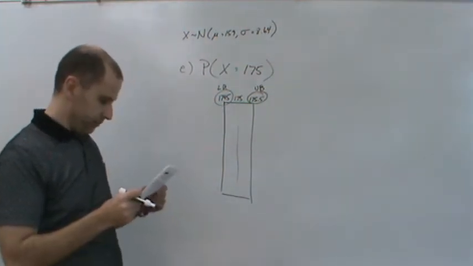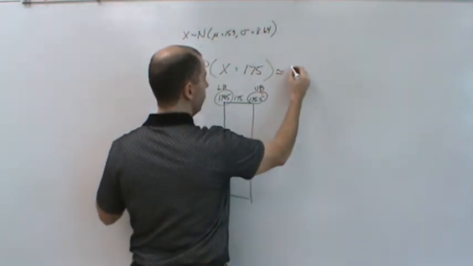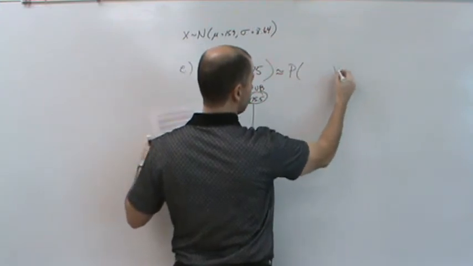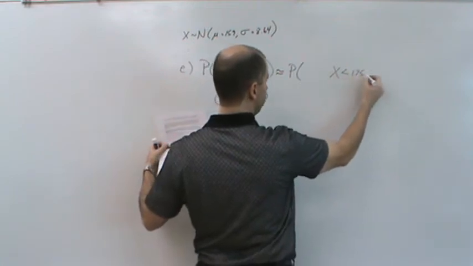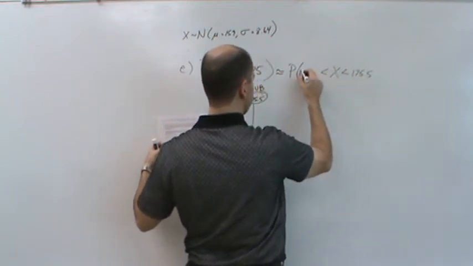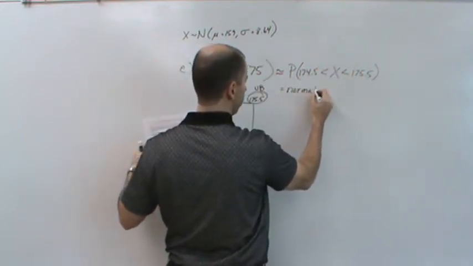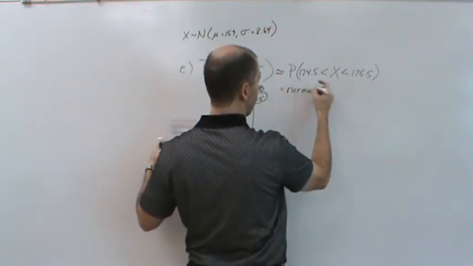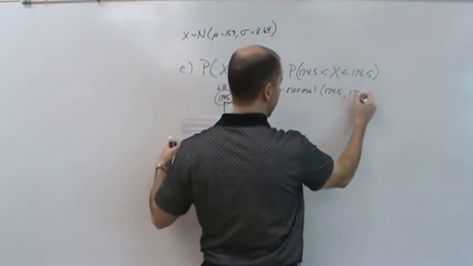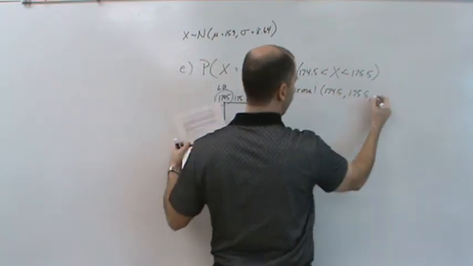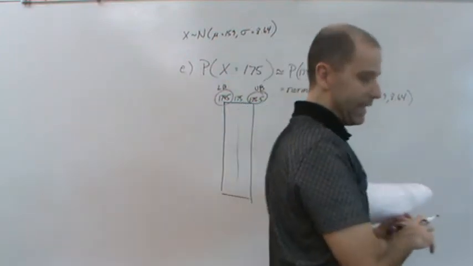So let's do that. So here we're going to say this is approximately equal to the probability that x is less than 175.5 and greater than 174.5. And so to use the normal approximation, it's just going to be the lower bound is 174.5, the upper bound is 175.5, and then 159 and 8.64. Let's see what we get for that one.